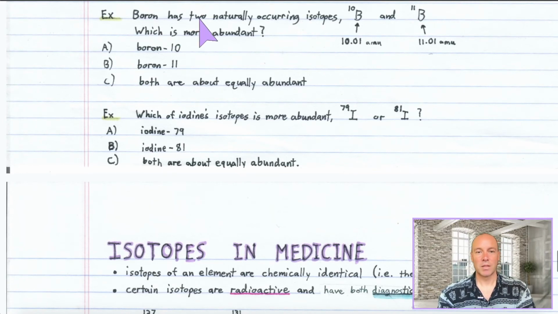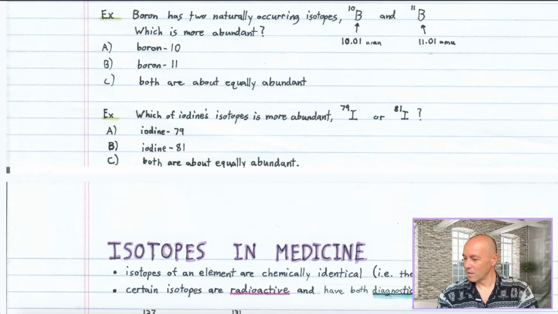Boron also has two naturally occurring isotopes, boron 10 and boron 11. And you're told what the mass of the isotopes are. Which one of these is more abundant? Boron 10, boron 11, or both are about equally abundant. Again, you should look at the periodic table.